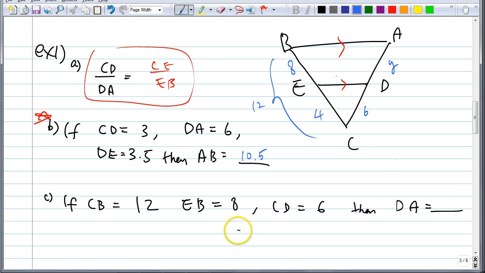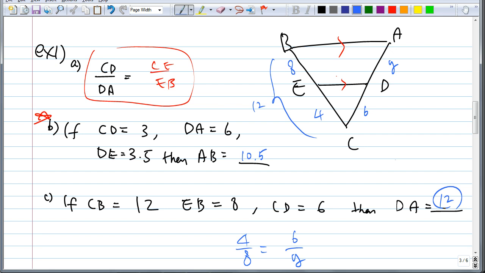Right, so tell me what to write. 4 over 8 is equal to? Exactly, 6 over? Y. And Brandon, did you get the answer? Yeah, I got 12. What'd you get? 12 is correct. Everybody agree?